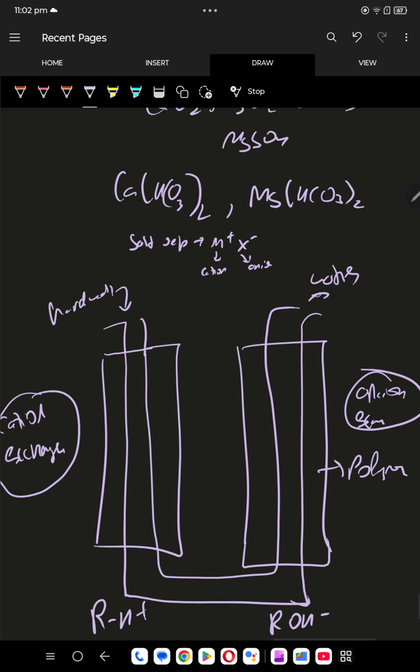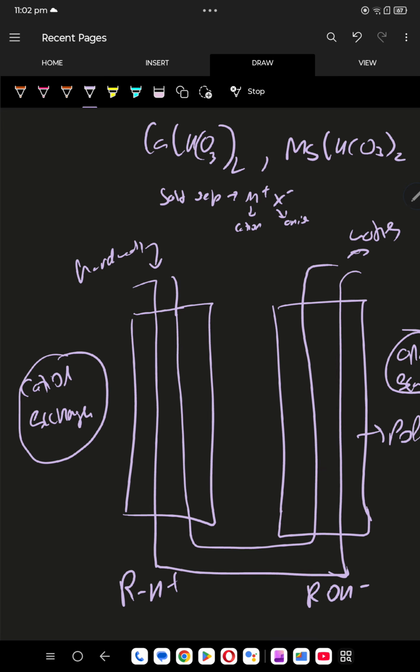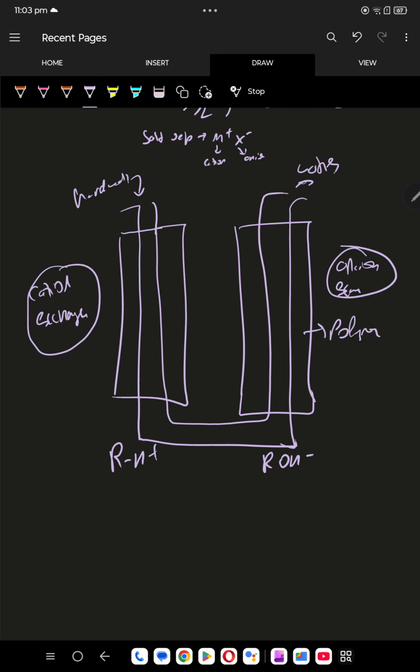What is going to happen is that first, when we pass the water containing salts, basically hard water, into this, the cation, that is the M+ part, is going to be replaced by the H+, and when it comes to the anion exchanger, the X- or the anion is going to be exchanged with the OH- ion. This much you understood? Now let me show you reaction-wise.